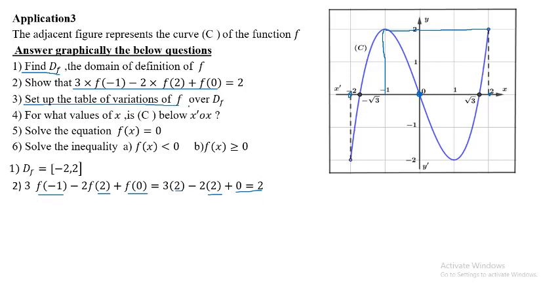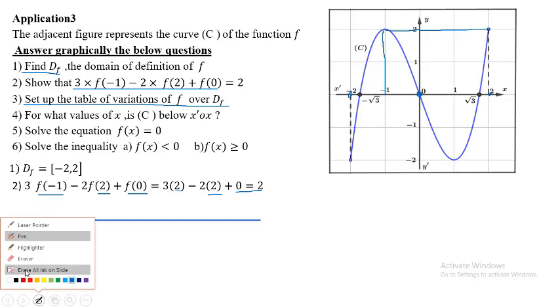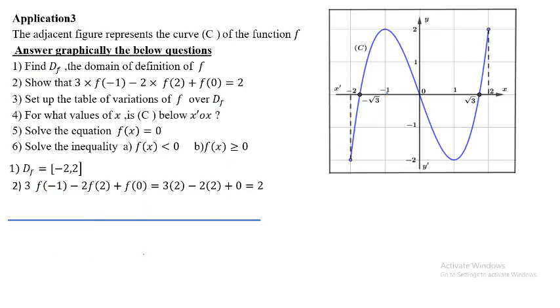3. Set up the table of variations of f over Df. As we said before, the table of variation defines the sense of variation of f. Look at the figure. Over the interval [-2, -1], it is very clear that f increases. First of all, f changes its sense of variation twice. The first time at x equal to -1, and the second time at x equal to 1. If x is less than -1, it is very clear f increases. If x is between -1 and 1, f decreases. If x is greater than 1, or x belonging to the interval [1, 2], f is an increasing function.